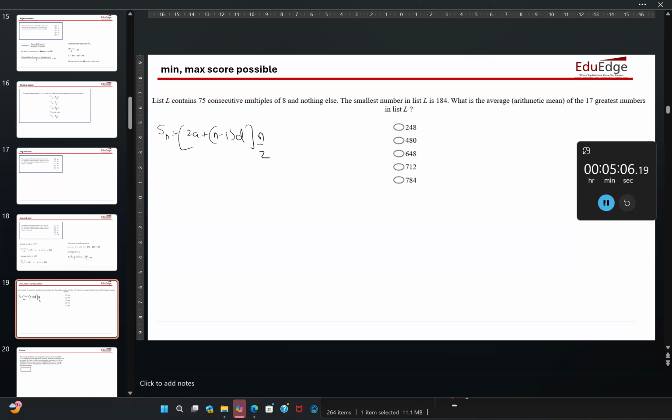Yeah, I did something wrong. I'm getting 248, but that can't be, no? I'll tell you what I did wrong. I have to divide. Average, no. Average of 17 greatest numbers. Just divided by 17, no.